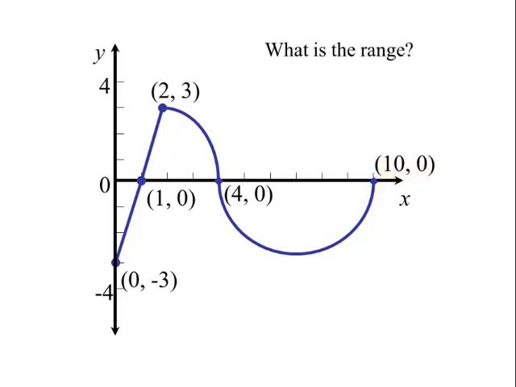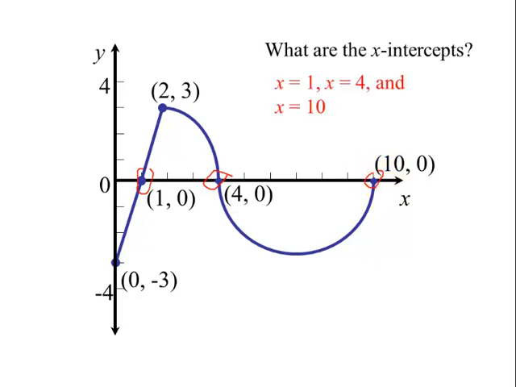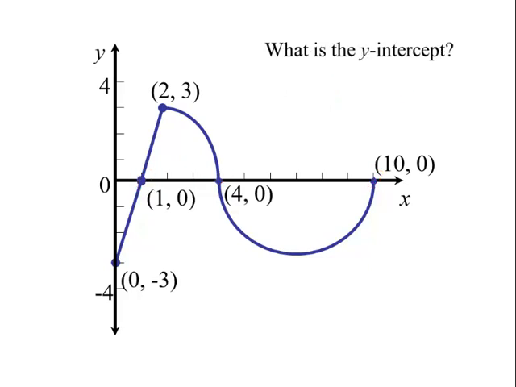What is the range? Again, that's the y values, and that's from negative 3 to a positive 3. What are the x-intercepts? We have 1, 2, and 3. So that occurs when x is 1, x is 4, and x is 10. What is the y-intercept? The y-intercept is y equals negative 3.